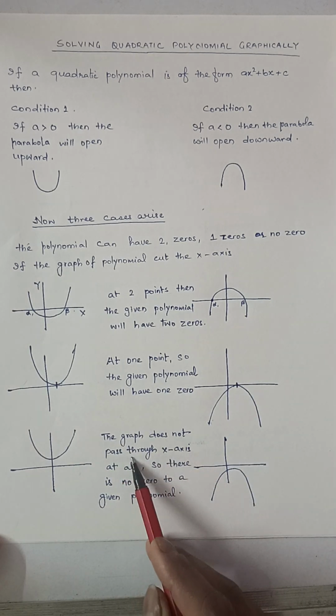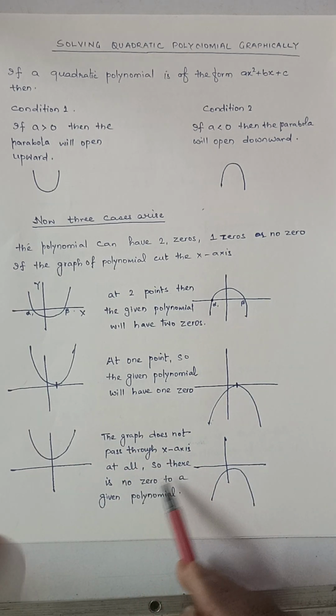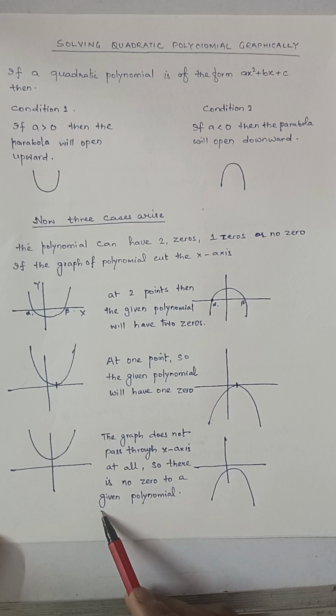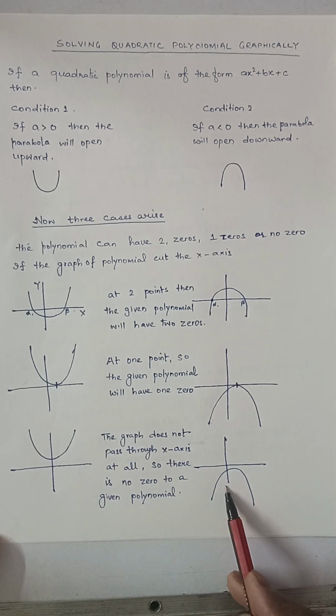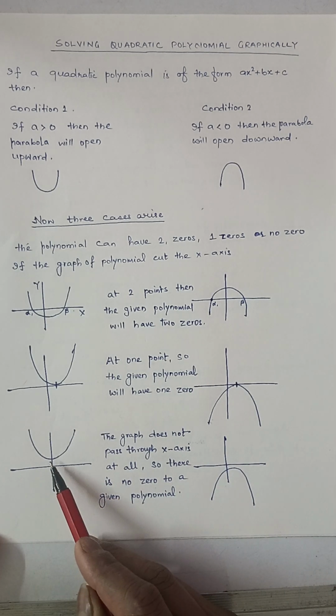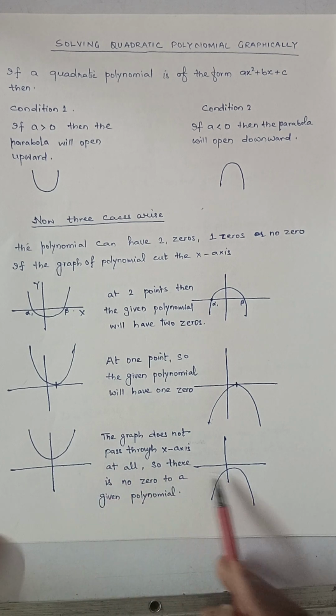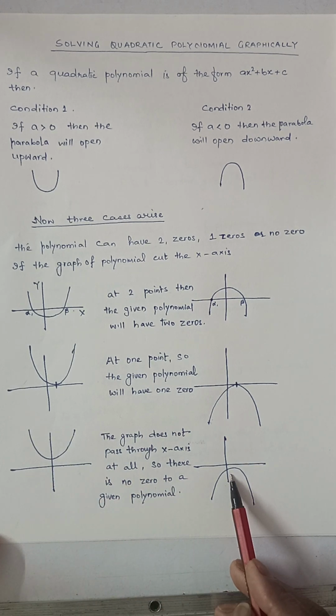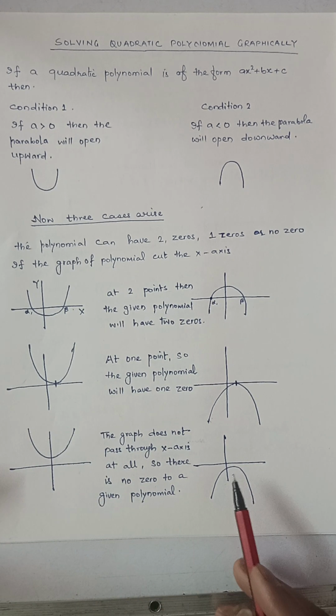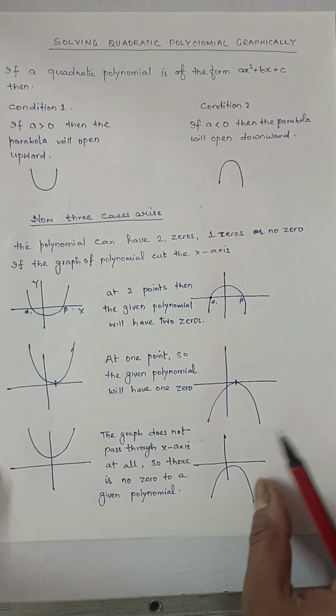If the graph does not pass through the x-axis at all, then there is no zero for the given polynomial, as we can see on the left and the right. On the left graph, a will be greater than 0. On the right, a will be less than 0. But there are no real zeros for these polynomials.